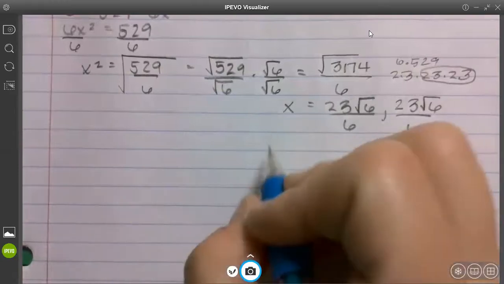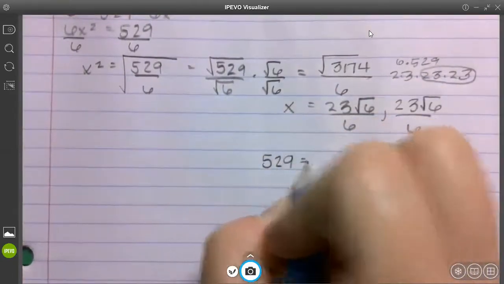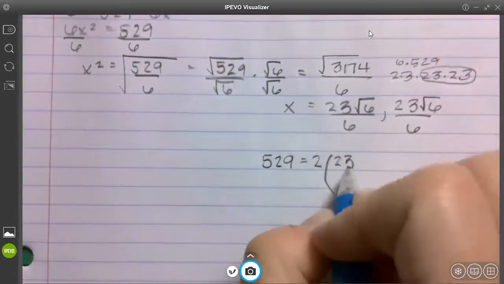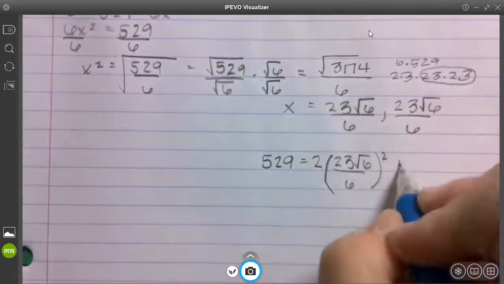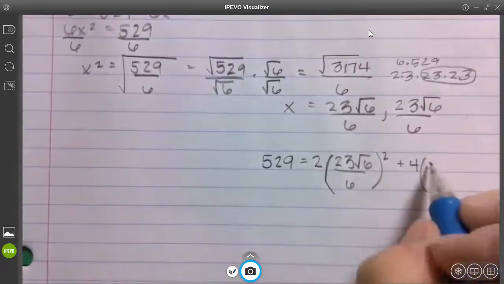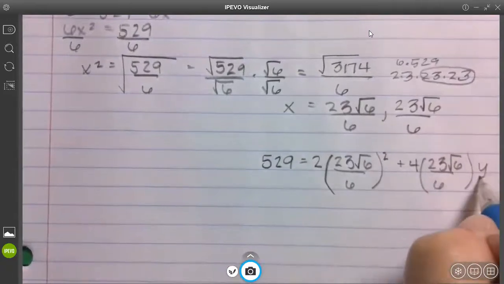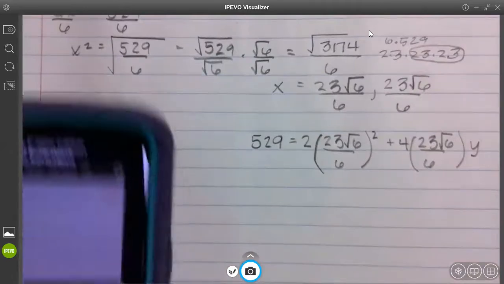So plug it in to our surface area. 529 equals 2x squared plus 4xy. I'll try to do this all on my calculator at one time. It's going to give me some decimals, but I can figure it out from there.